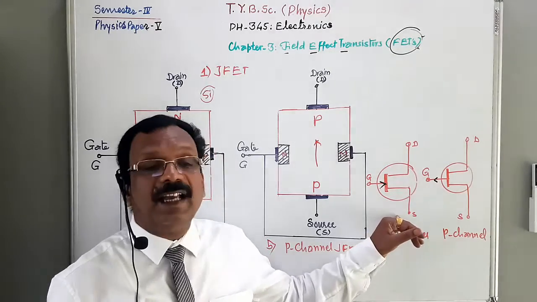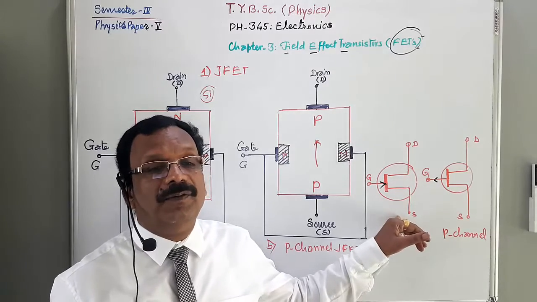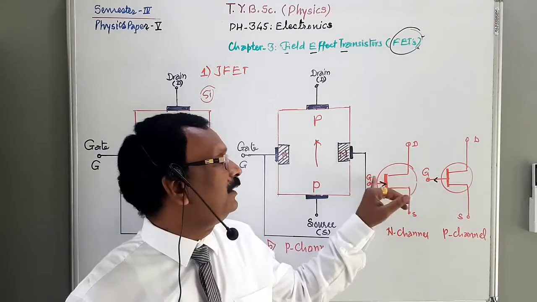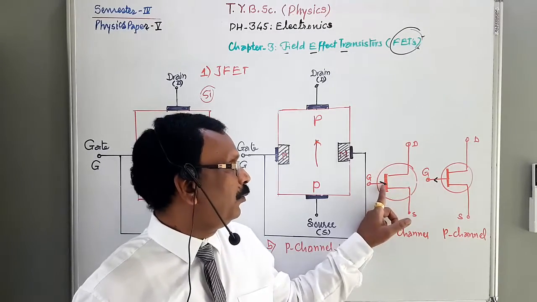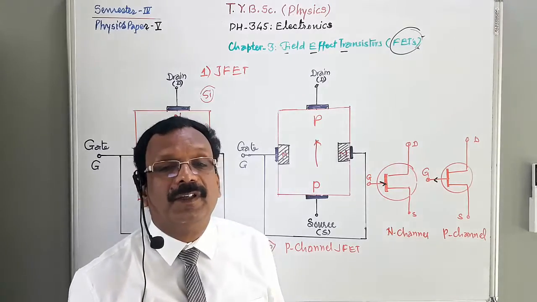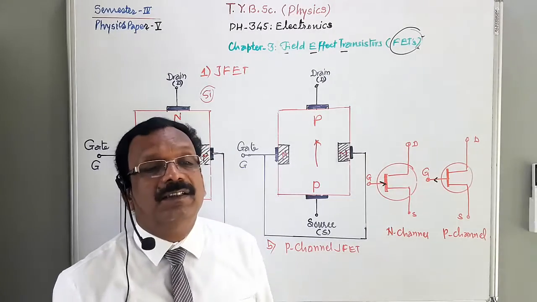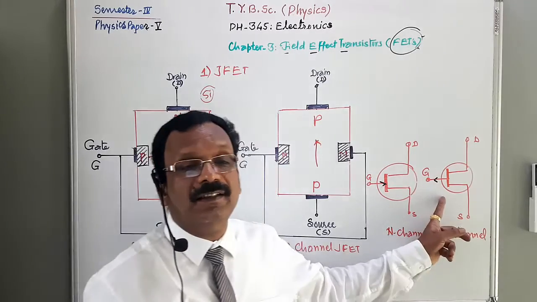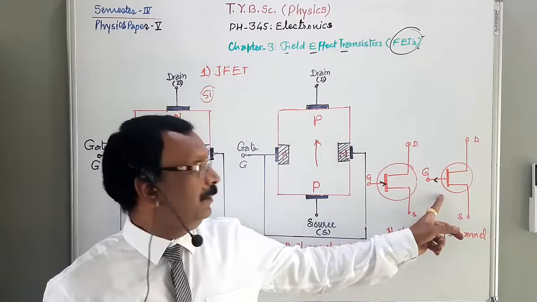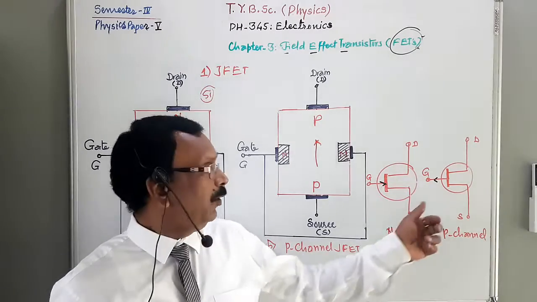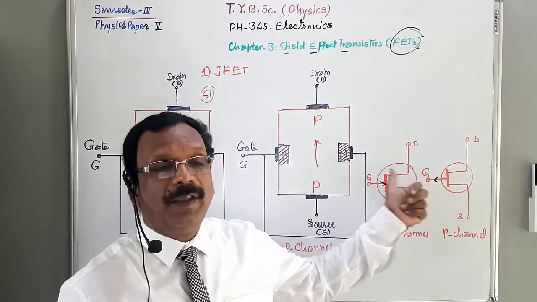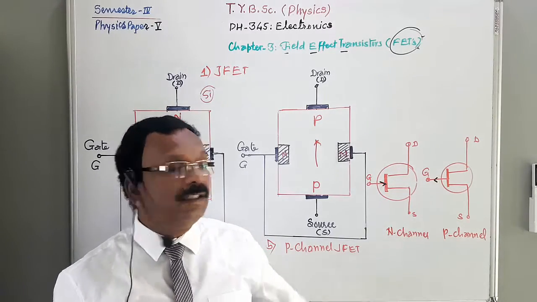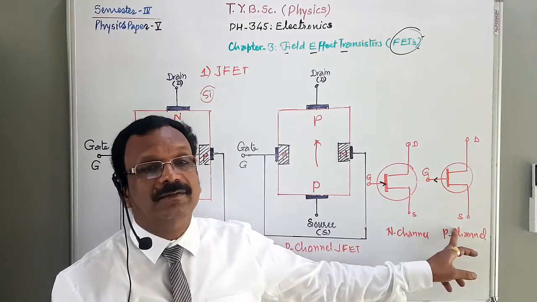In case of N channel, the arrowhead points towards the vertical line. The vertical line represents the channel, N channel. While in this figure, in the P channel symbol, the arrowhead points away from the vertical line. And here the vertical line represents the P channel.